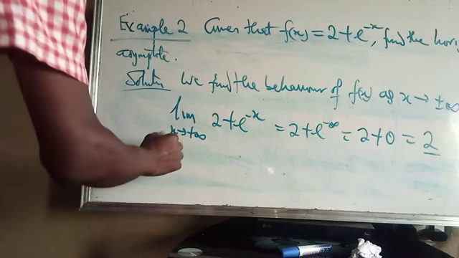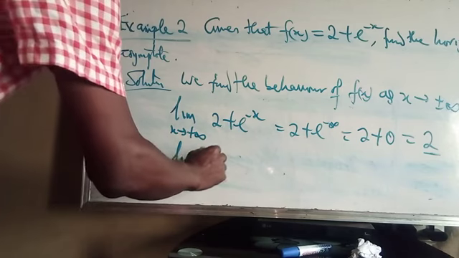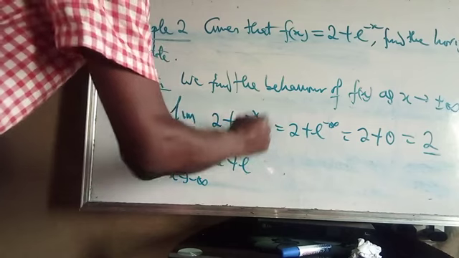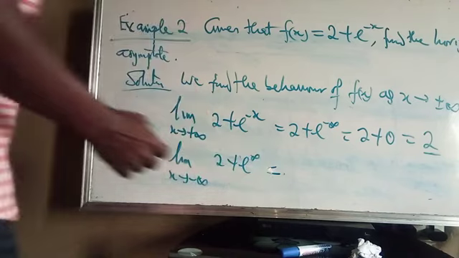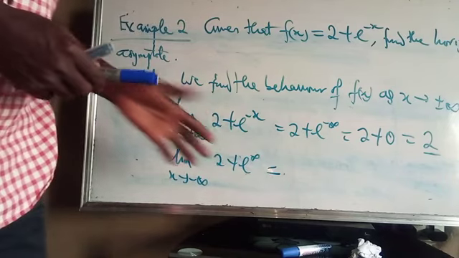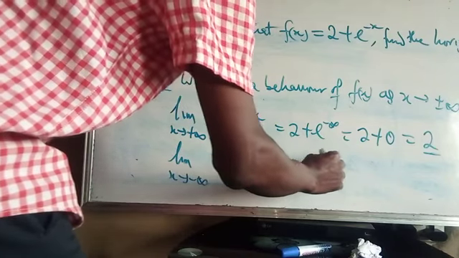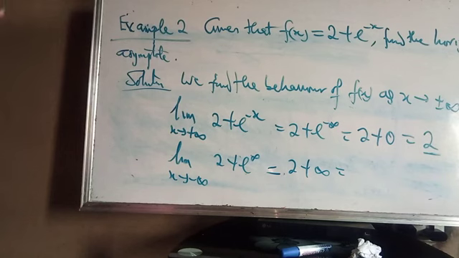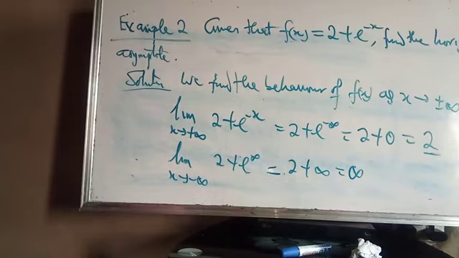Now, as x tends to minus infinity, of 2 plus exponential, this one will now become plus. Now, you observe that this value will become larger and larger. So this one will be 2 plus infinity, because exponential raised to infinity will give us a very, very big value. And then adding 2 plus infinity, you have infinity, because any number you add infinity to, we always give you infinity.